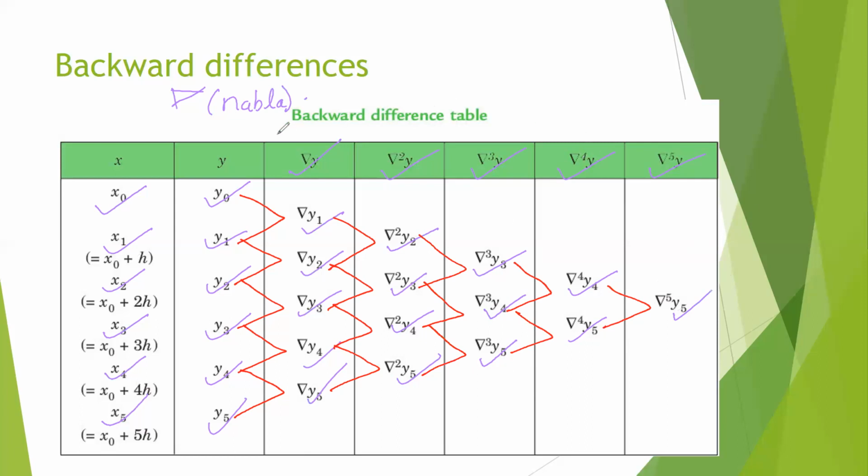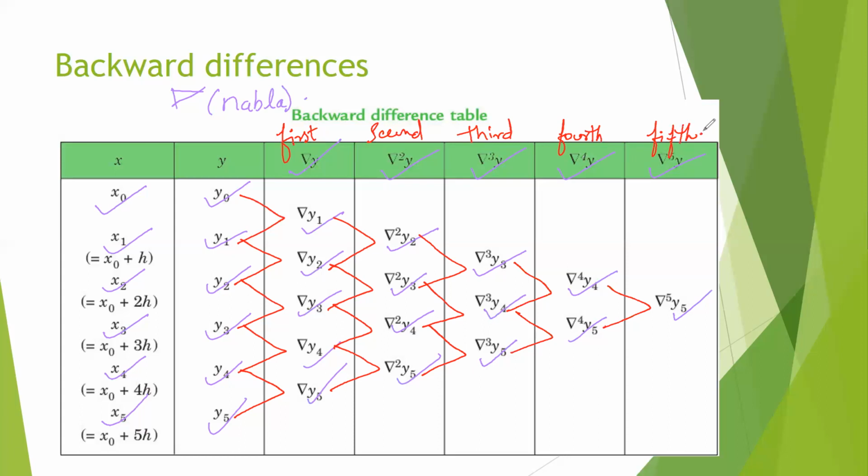So here we are naming this one as first backward differences. These are second backward differences, and these are third backward differences, and these are fourth backward differences, and these are fifth backward differences.